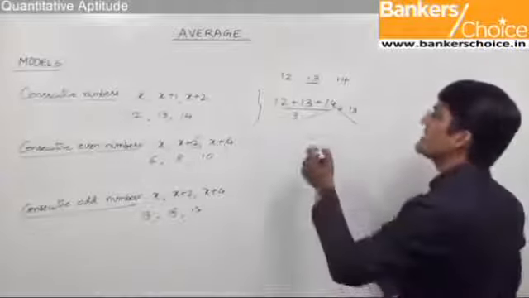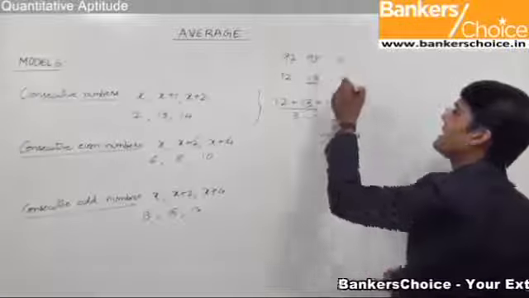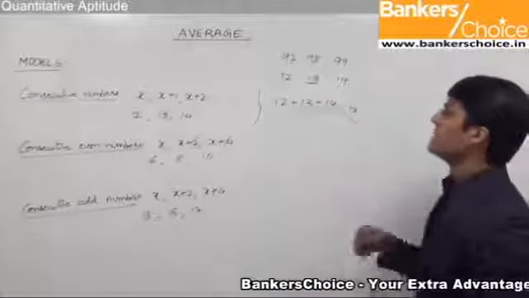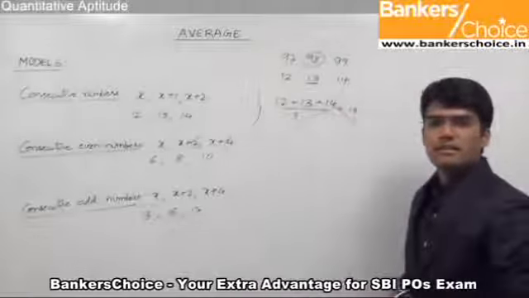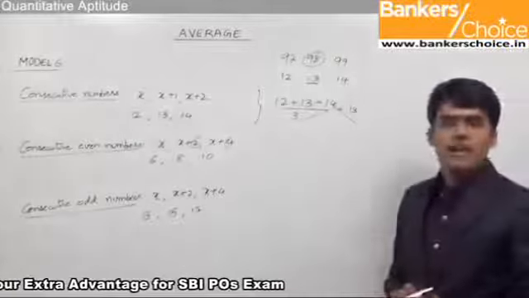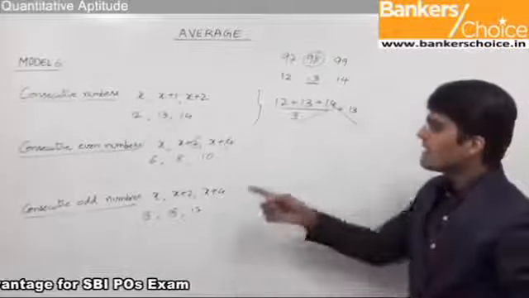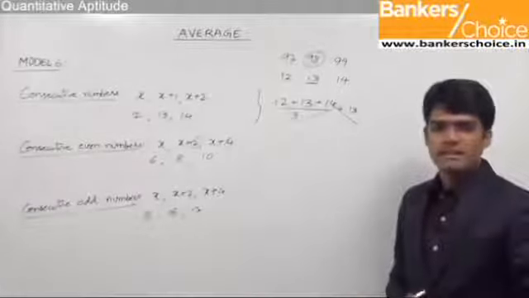Similarly, suppose we have consecutive numbers like 97, 98 and 99. The average of these three numbers should always be the middle number, since they are consecutive in nature. So for consecutive numbers, always the average can be taken as the middle number. Similarly, in case of consecutive even and consecutive odd numbers, the average can be taken as the middle number.